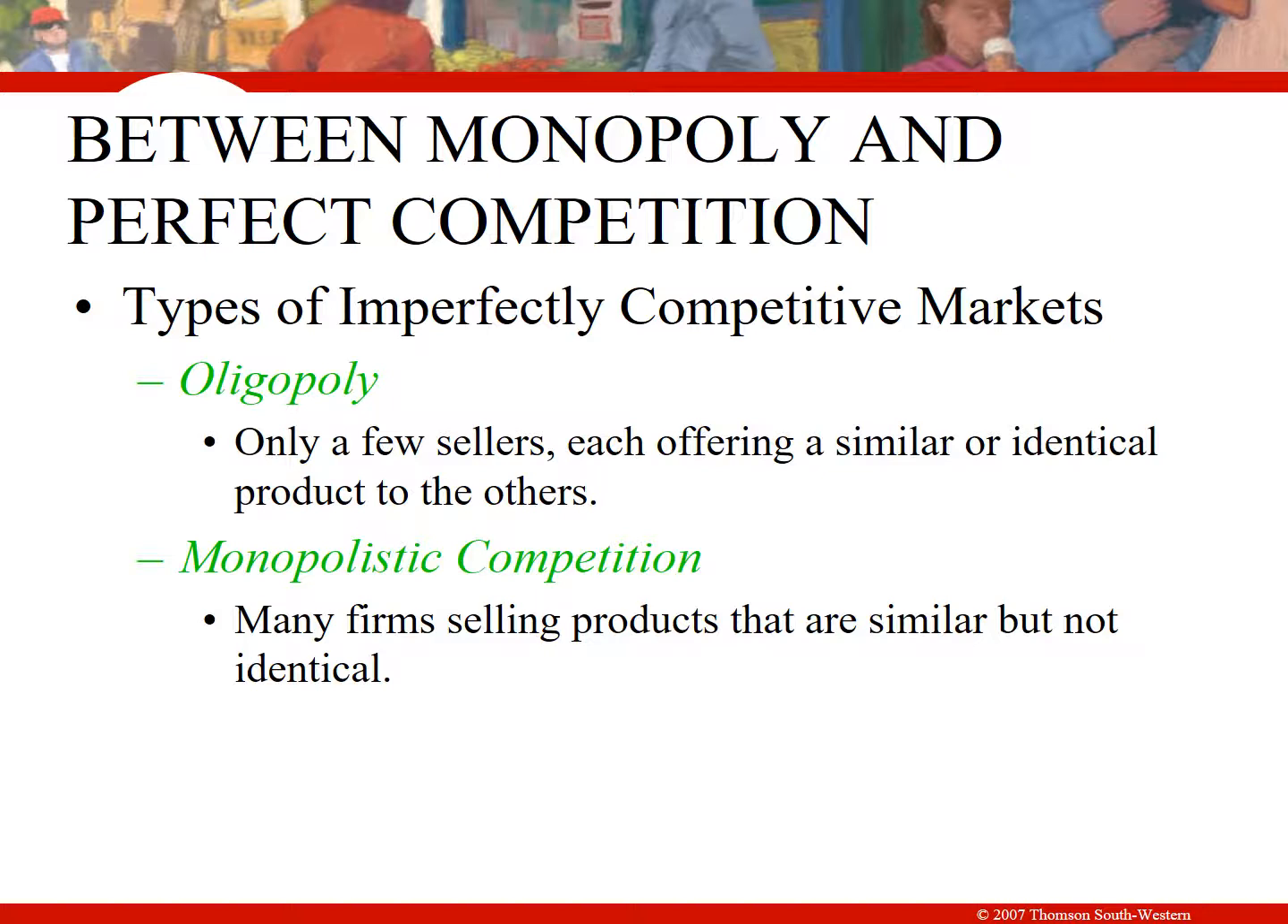We said that for perfectly competitive markets, it had to be identical products. For oligopoly, it doesn't matter, right? You could have oil, which is identical products, or it could be something like cars, which are a little bit different, right? But very similar. The other one we'll look at on another video is monopolistic competition, and these are where firms sell products that are similar but not identical.